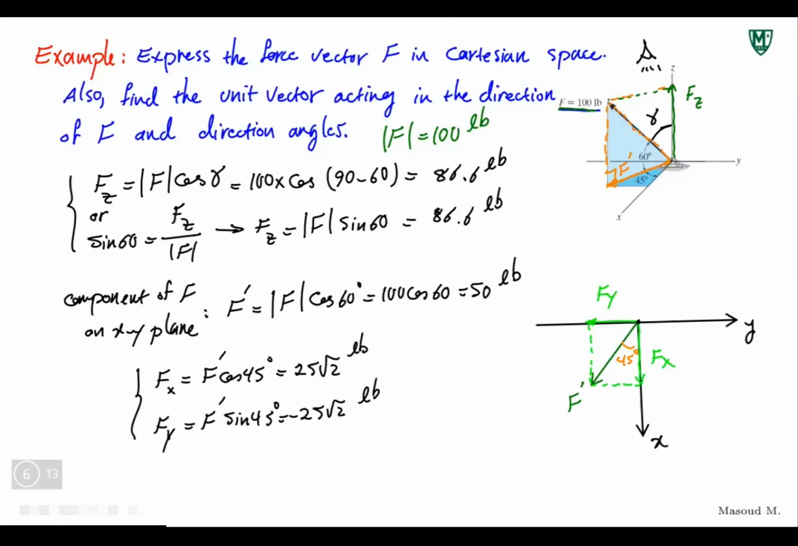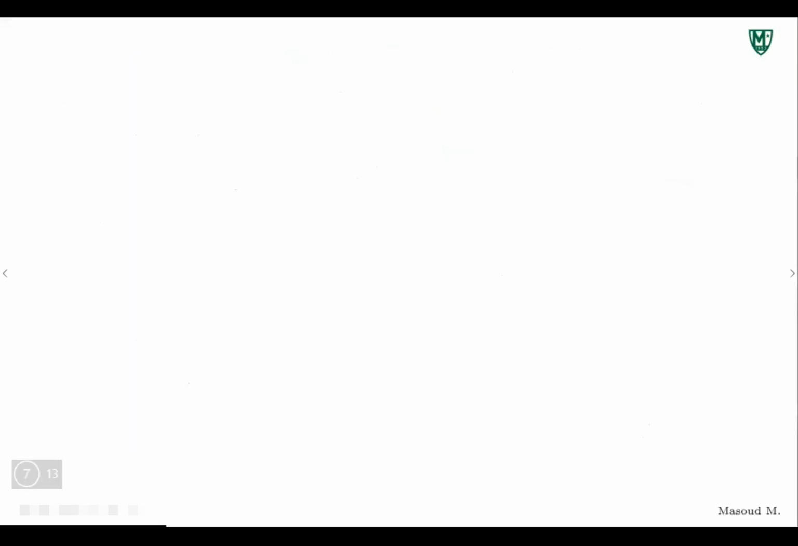So I got my fz, I got my fx, and I got my fy. I can now answer the first part. I can write this vector f in Cartesian space. So let's do that. Vector f is nothing but fxi plus fyj plus fzk.